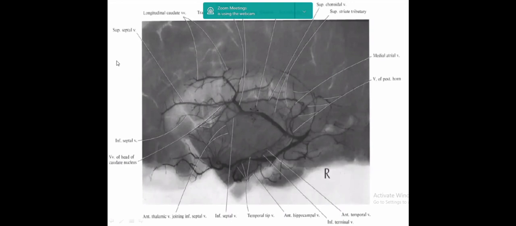So this is a picture depicting the internal cerebral venous system, where we can see the septal veins which run medially, and the caudate veins. These are the lateral groups. They are mainly divided into transverse and longitudinal based on their course. The caudate veins which run horizontally are named transverse, and those which run vertically or longitudinally are named longitudinal caudate veins. And then come the thalamostriate veins, and also veins which drain the caudate nucleus.